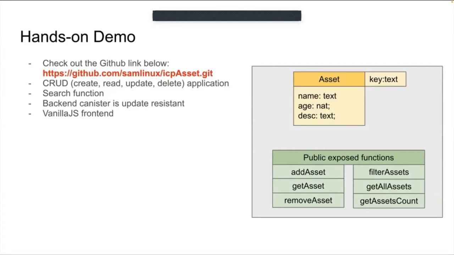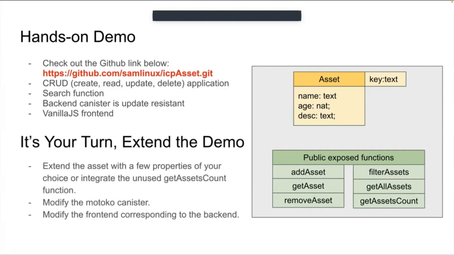The filterAssets function is used to filter by the asset's name attribute, and the getAllAssets function delivers all stored assets from the Motoko backend canister back to the frontend. Finally, a count function called getAssetsCount is implemented as well, but it is currently not used in the demo. As a short exercise after this lecture, feel free to modify and experiment with the example at your own pace. Now I would like to leave this presentation and switch back to my desktop to show you the demo.